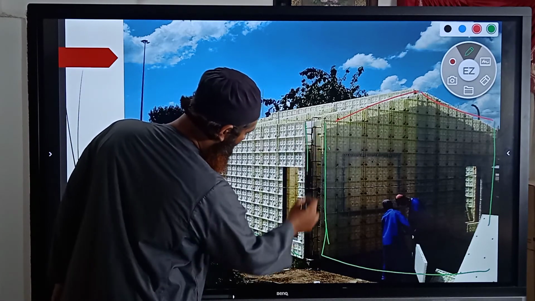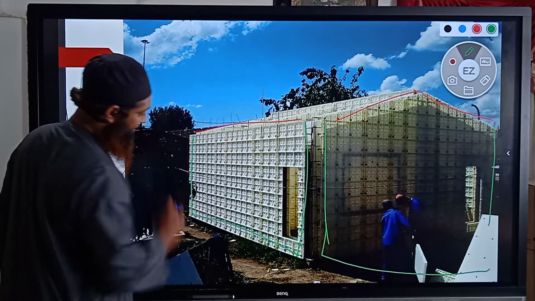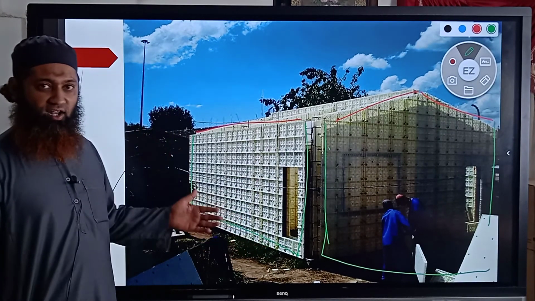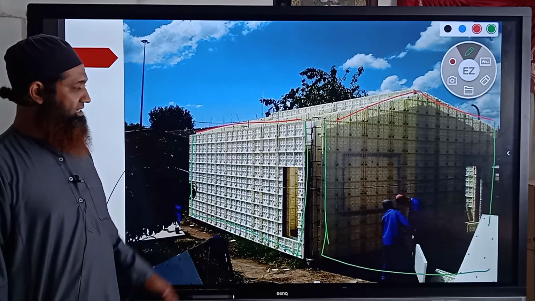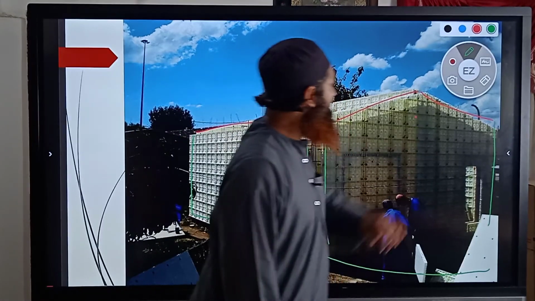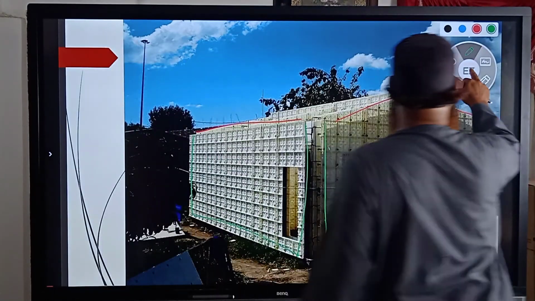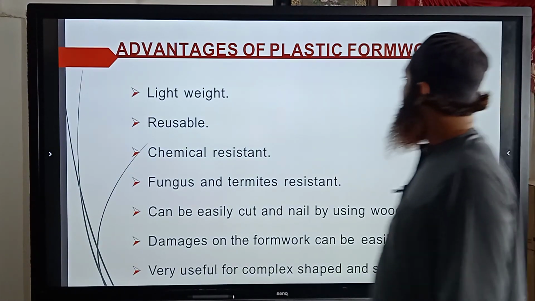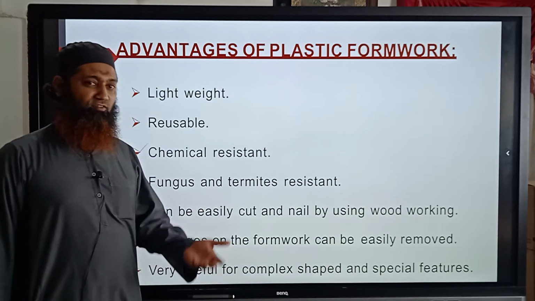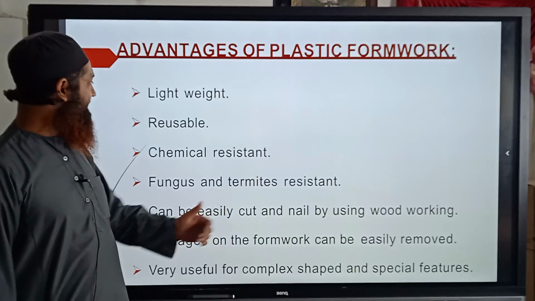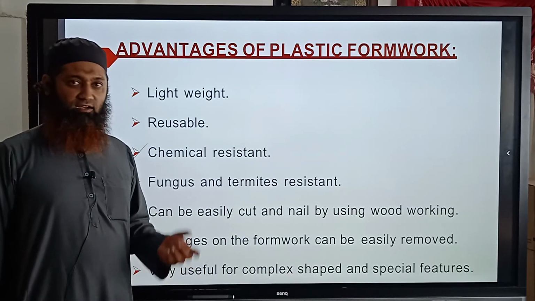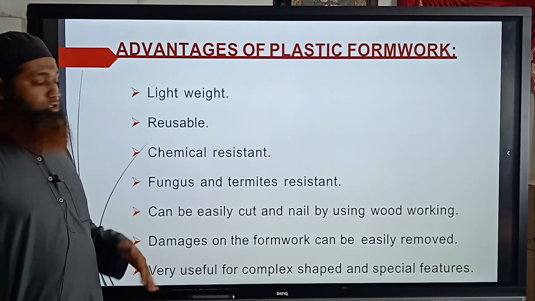You can see this whole formwork. This is a plastic formwork. After erecting this formwork, once the concrete has been poured, it can be removed very easily. So this formwork also has a lot of benefits. Let us see the advantages of plastic formwork. It is lightweight, very much lightweight. When the formwork is very lightweight, it can be transported very easily. It is also reusable. As we had seen in the requirements for a formwork, it should be reusable.